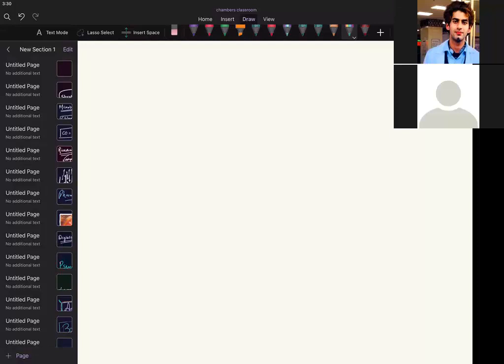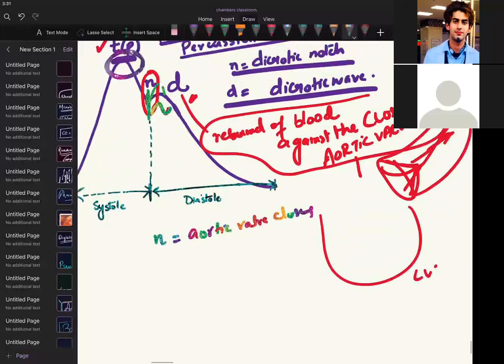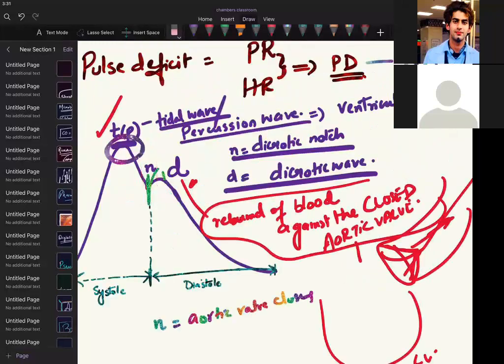Dicrotic notch. It tells us that the aortic valve is closing. After that should come what? Dicrotic wave. That means the aortic valve has closed and blood has rebounded. The significance of this wave is rebound. Can you see the rebound has happened, my dears?